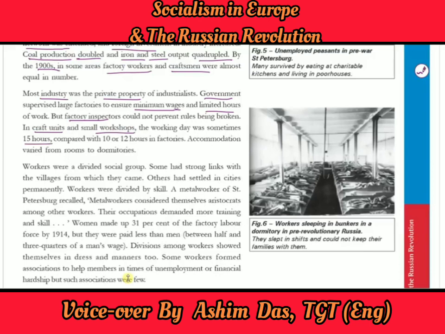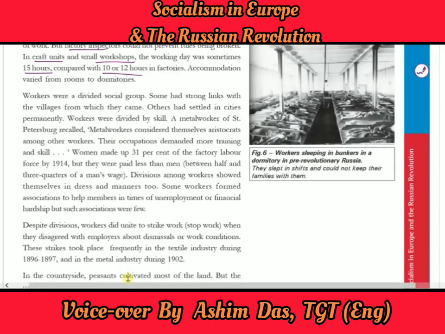In craft units and small workshops, the working day was sometimes 15 hours, which was quite a lot more compared with 10 to 12 hours in factories. And accommodation also varied from rooms to dormitories. Here you can see one picture of a dormitory where all the people are sleeping in one room and they have to share the space with others.